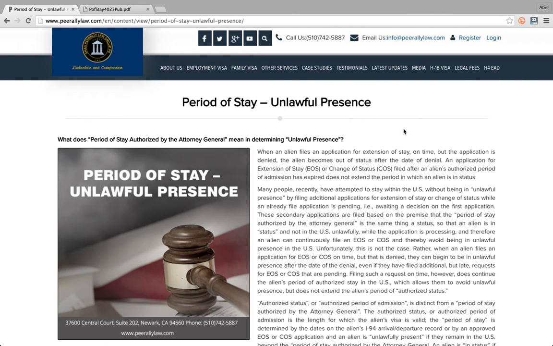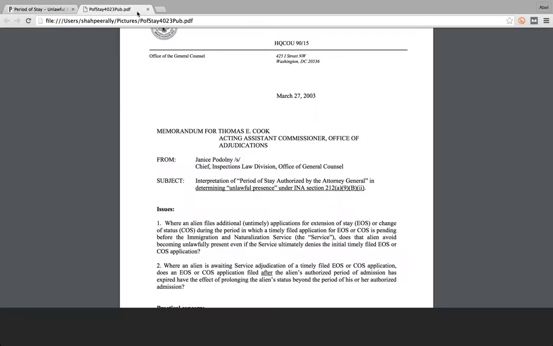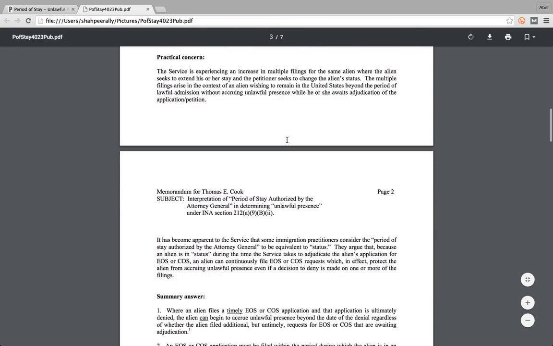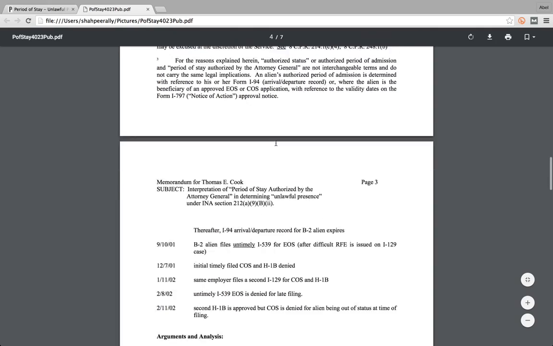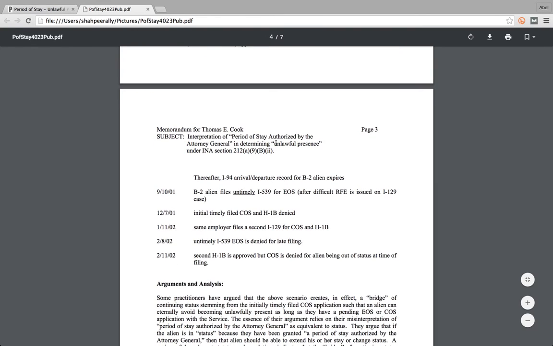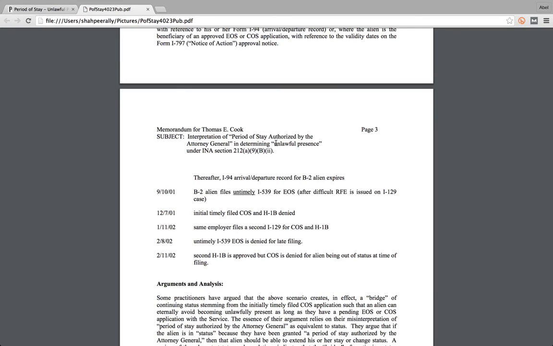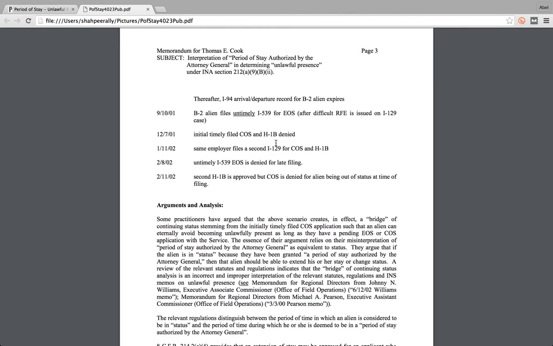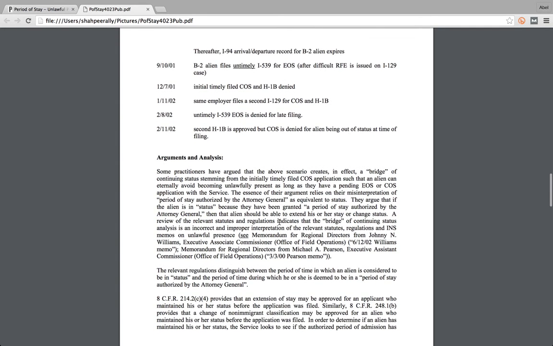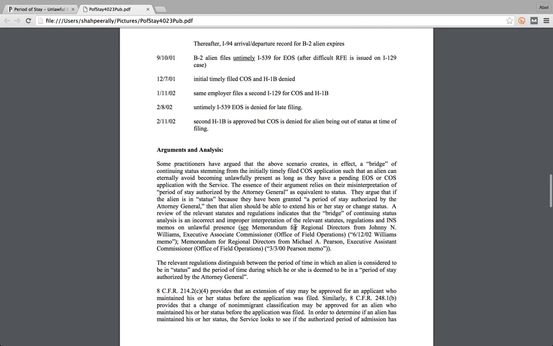There is a concept which many lawyers have claimed, and there's a memo on this that was issued in 2003, where a bunch of lawyers mentioned the fact that if it is pending, you should be able to change status. But logically, it's not doable, because the words change of status or extension of status mean you have a status. But while your case is pending, what you have is not a status. What you have is actually a period of stay authorized by the Attorney General, which is not a concrete status. And as such, it's very clear from this memo and from other memos that you will not be able to make a bridge. This is what everybody talks about all the time, the bridge.